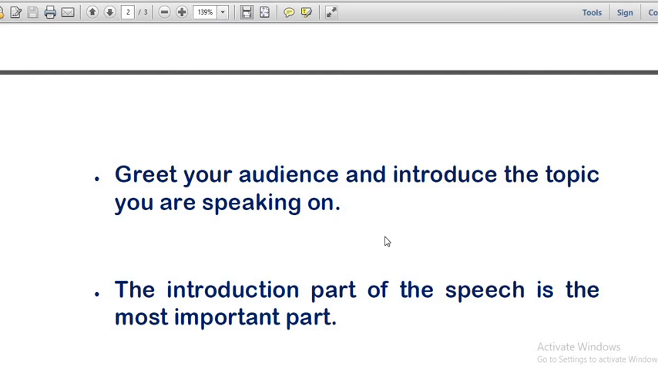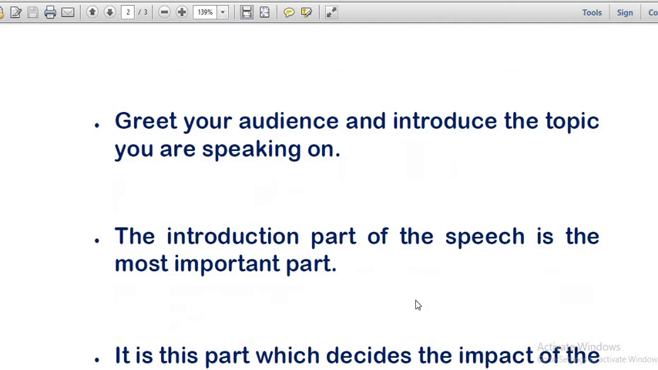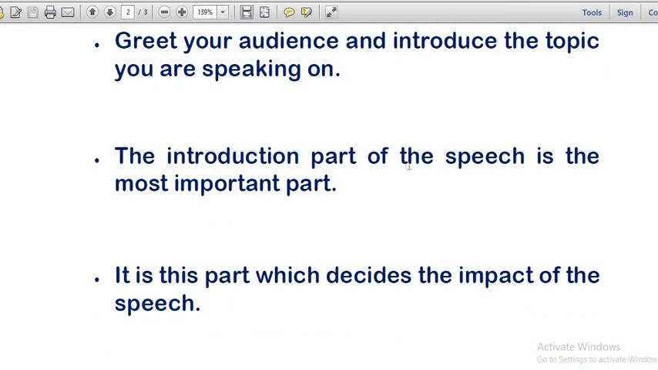Now some of the value points. First of all, in case of speech writing, you have to greet your audience, and obviously at the very beginning you have to introduce the topic on which you are speaking. Then remember, dear students, the introduction part of the speech is the most important part. Yes, I repeat one more time, the introduction part of the speech is the most important part.